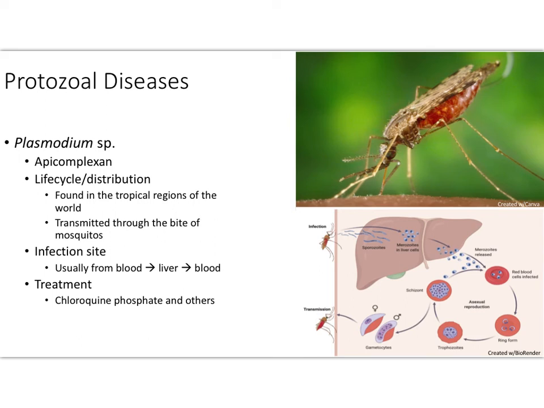And in terms of the life cycle and distribution, this is one that is found almost exclusively in the tropical regions of the world. It is transmitted through the bite of certain types of mosquitoes, which is what you're looking at here. Basically, what happens is a person who is infected with this protozoa will get bitten by a mosquito. That mosquito will take some of the blood from the person. That mosquito will then go bite someone else. And some of the protozoa that was in person A will now end up in person B.